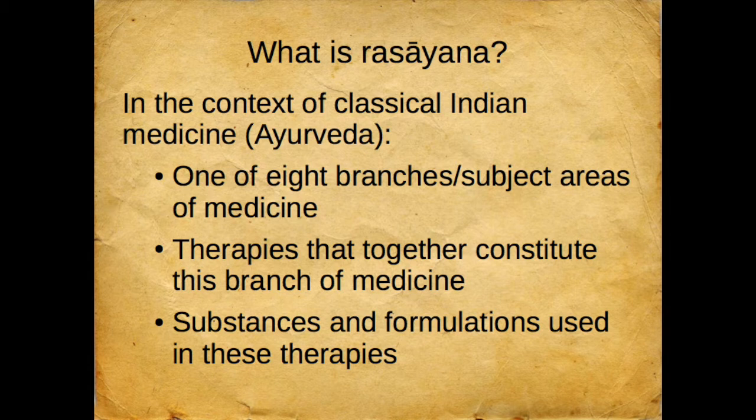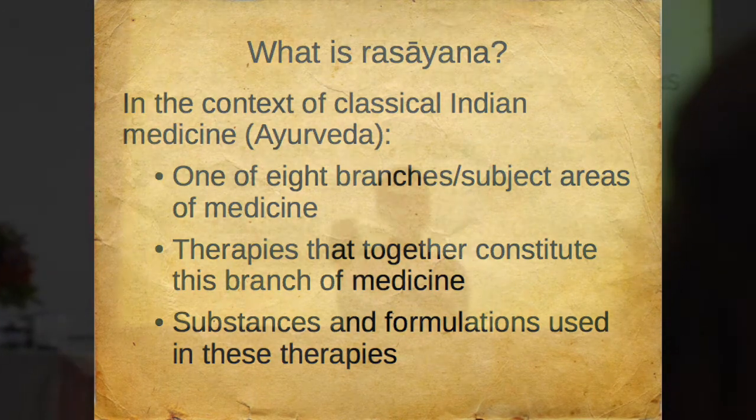Then the term Rasāyana describes the therapies that together constitute this branch of medicine. So it includes the medicines used, but also the methodology applied for Rasāyana therapy. And finally, it can designate substances and formulations used in these therapies. To give you an example, here we have Brahma Rasāyana, so you see the name used as part of the formulation.